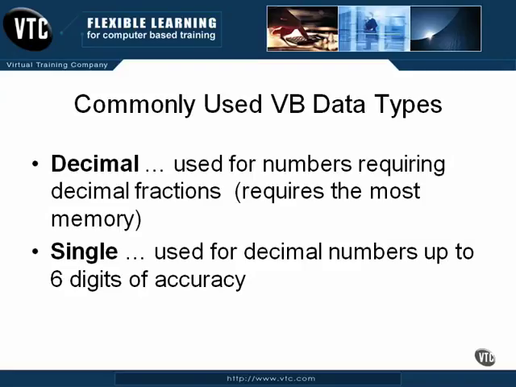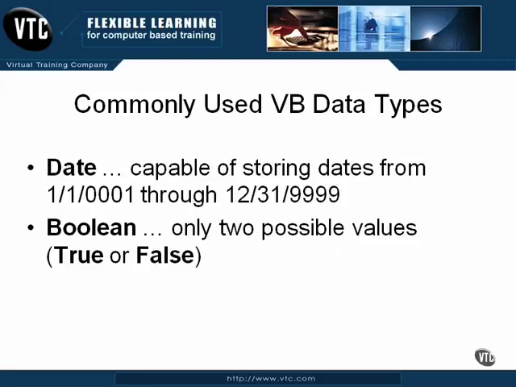The decimal data type is used for numbers requiring decimal fractions. The downside of the decimal data type is that it does require the most memory. There is an alternative to the decimal data type, and that is the single data type, which is used for numbers up to 6 digits of accuracy. Many applications requiring amounts such as dollars and cents do use the decimal data type.